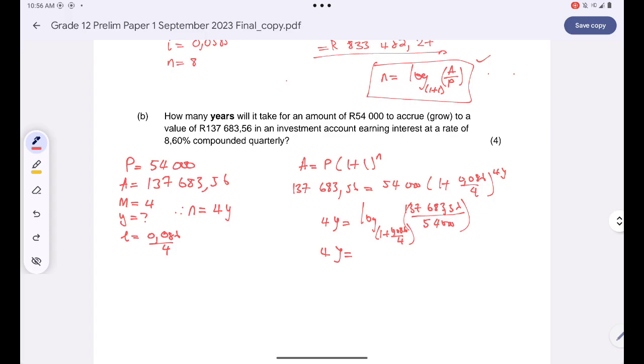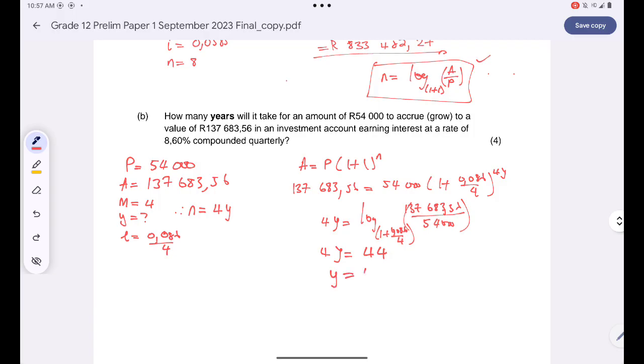Okay, let me just punch my precious calculator. The log, with the base 1 plus 0.086 divided by 4, of 137,683.56 divided by 54,000, and this will just give me 44. It's just 44.